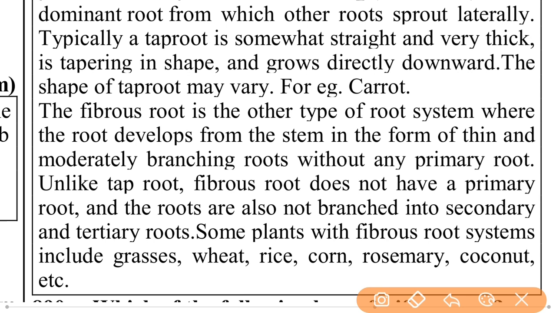The fibrous root is the other type of root system, where the roots develop from the stem in the form of thin and moderately branching roots without any primary root. Unlike taproot, fibrous root does not have a primary root, and the roots are also not branched into secondary and tertiary roots. Some plants with fibrous root systems include grasses, wheat, rice, corn, rosemary, coconut, etc.